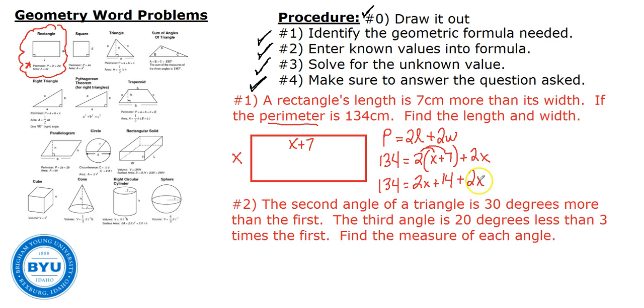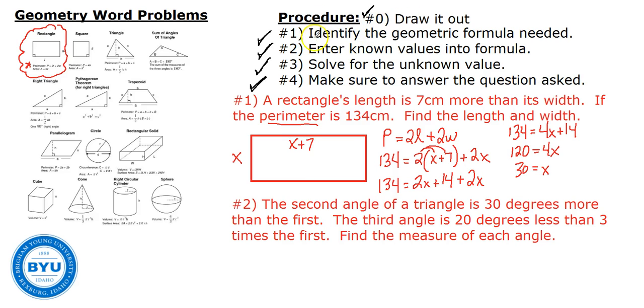Let's combine our like terms. I'm going to get 134 equals 4x plus 14. I'm now going to subtract this 14 over. I get 120 equals 4x. Now we divide by 4 to both sides. I get x equals 30. Good. So we did it.